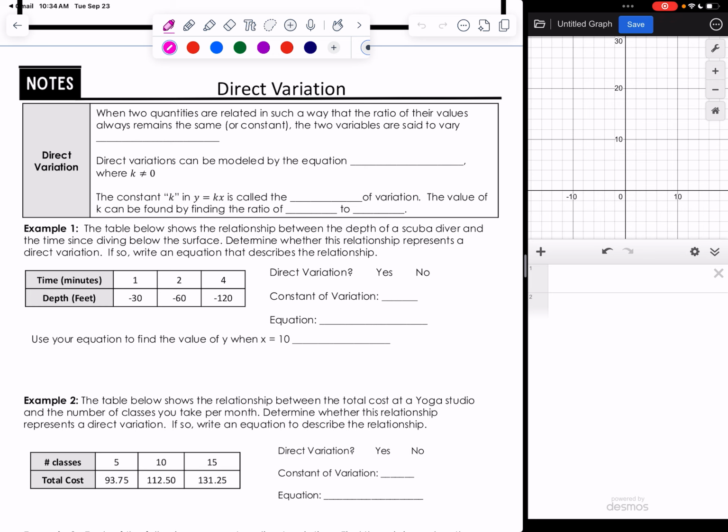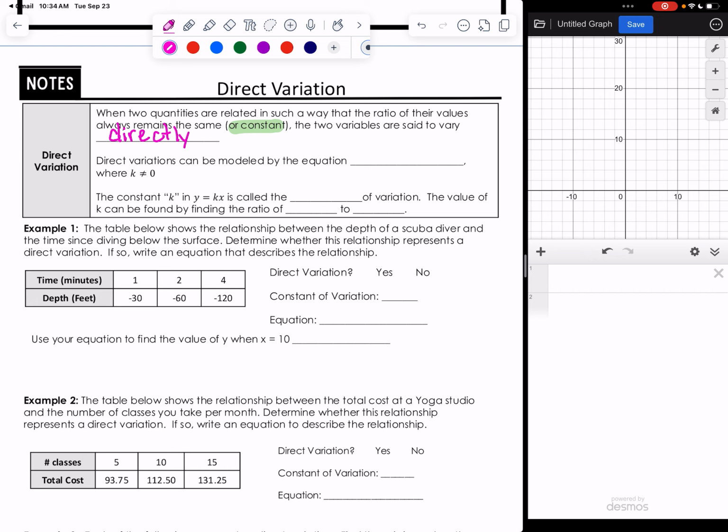Let's start out with a few definitions. When two quantities are related in such a way that the ratio of their values always remains the same, or constant, the two variables are said to vary directly.